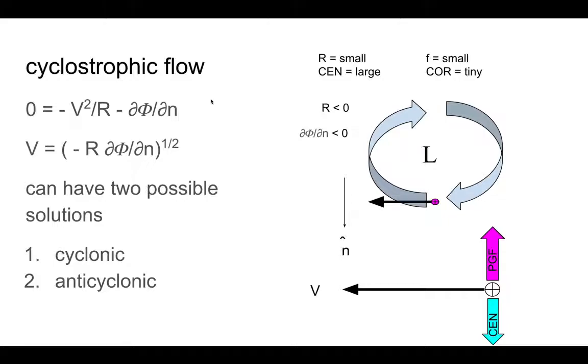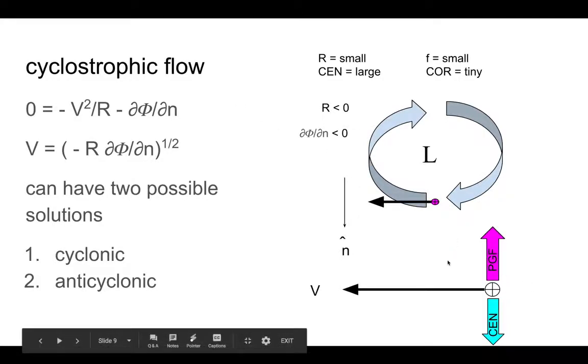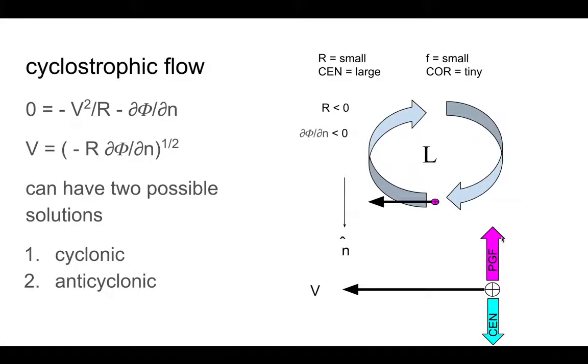This hopefully makes sense. Since there's no Coriolis, it doesn't really matter which direction the velocity is going here. We just have to have these two forces in balance, the centrifugal and the pressure gradient force. So the cyclostrophic flow, again, is observed where we have relatively small Coriolis acceleration and relatively large centrifugal acceleration. So the radius of curvature is probably small.